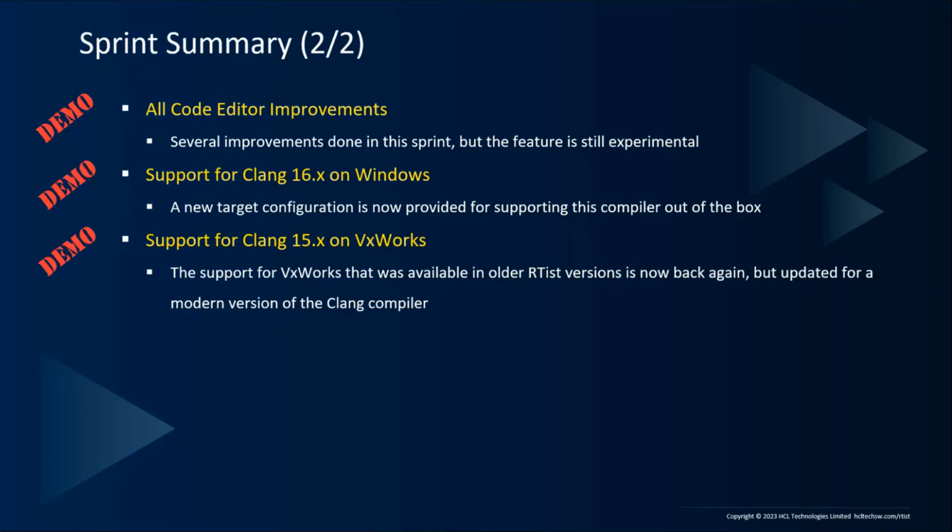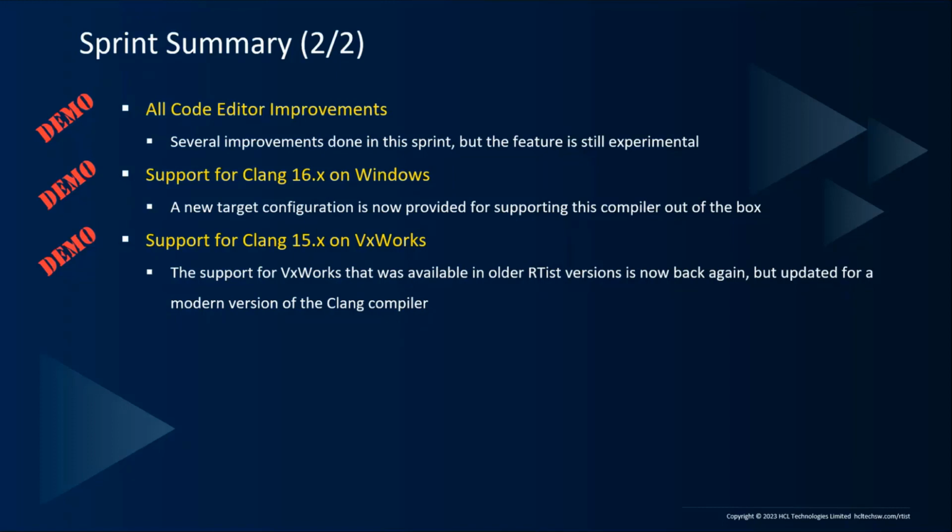And then we have added some new target configurations in the installation. There is a target configuration for Clang 16 on Windows, and more specifically, it is the GCC compatible version of Clang, the one similar to MinGW that we now support on Windows. And that is the latest version of Clang.